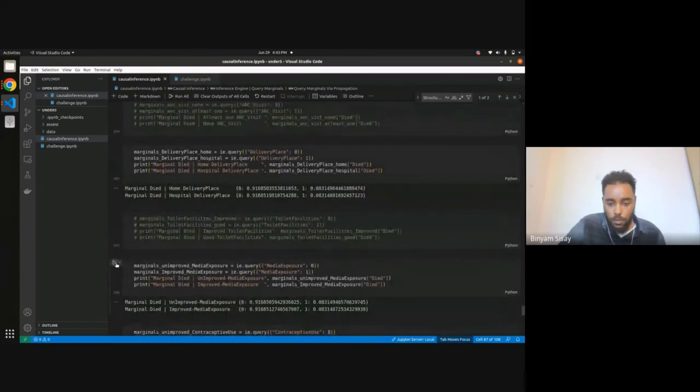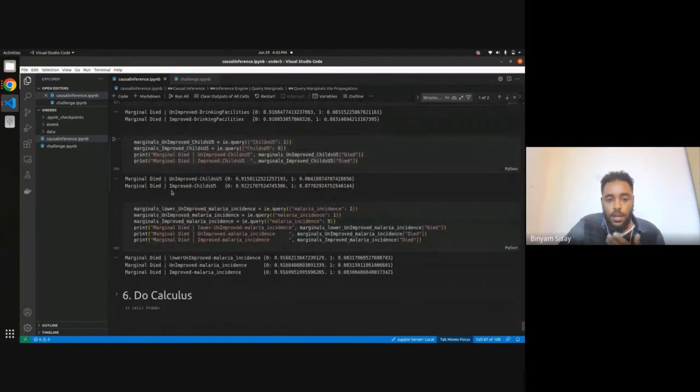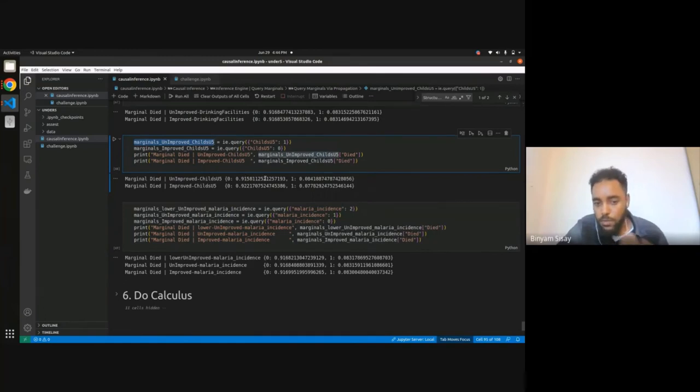Now, let me give you one interesting thing that you can do here. You can have a query for a specific column and a value for that column. For this, let me give you the context. For the number of children under 5, I provided the entire thing with 1, and I queried the inference engine and put it here. So when I see the marginals of died, we have around 91% for the child who didn't die and 0.81% for the child who died.